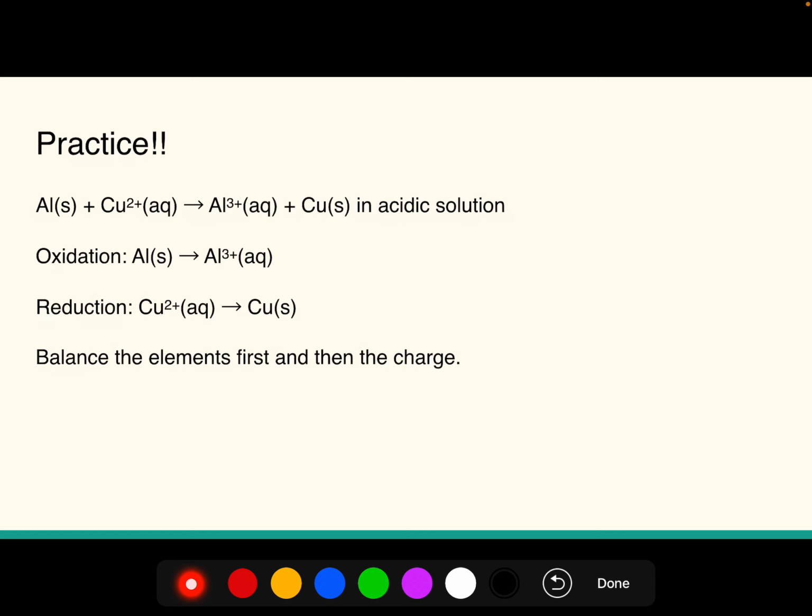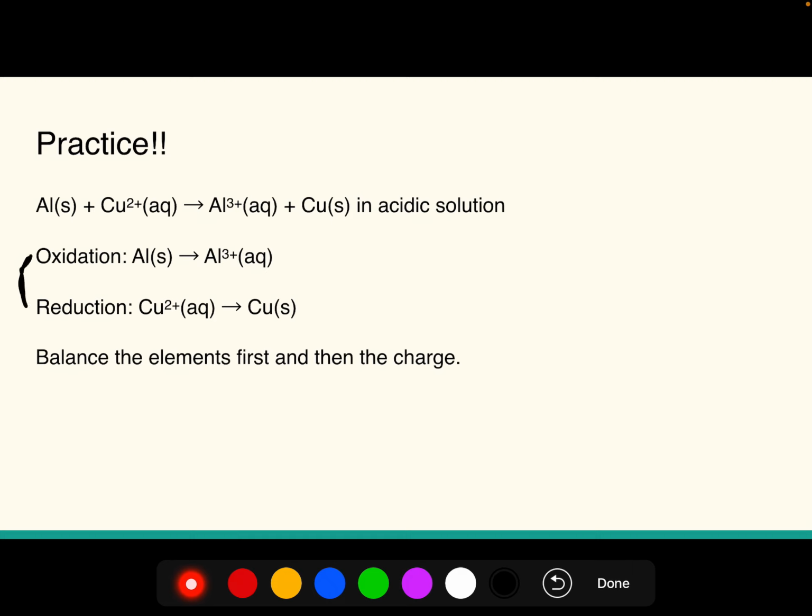Looking at this equation, we have aluminum solid going to aluminum 3+ on the product side, and copper 2+ on the reactants going to copper solid on the product side. What's happening here is aluminum is losing electrons, therefore it's being oxidized, and copper is gaining electrons, therefore it is being reduced. To balance this, the first thing you do is split it into the oxidation half and the reduction half, and that's what we've done here already. It's already split up for you.